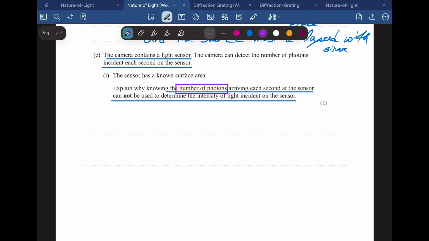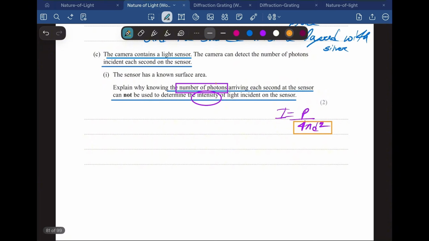Because this cannot actually give us the intensity. What is the formula of intensity? We know intensity is equal to power divided by 4 pi d squared, right? Now right here 4 pi d squared is not linked with the number of photons. Now let's talk about the power.